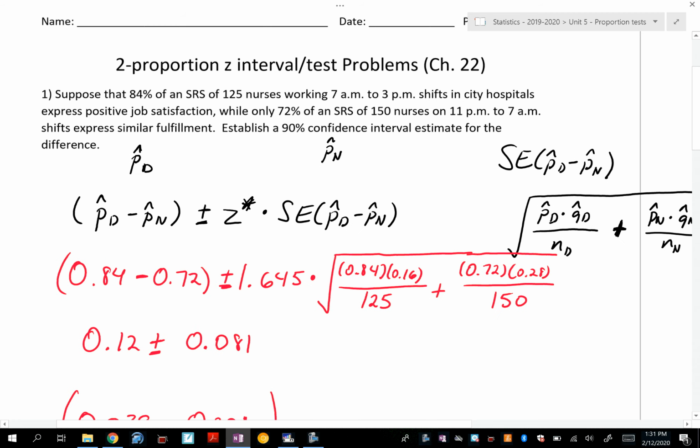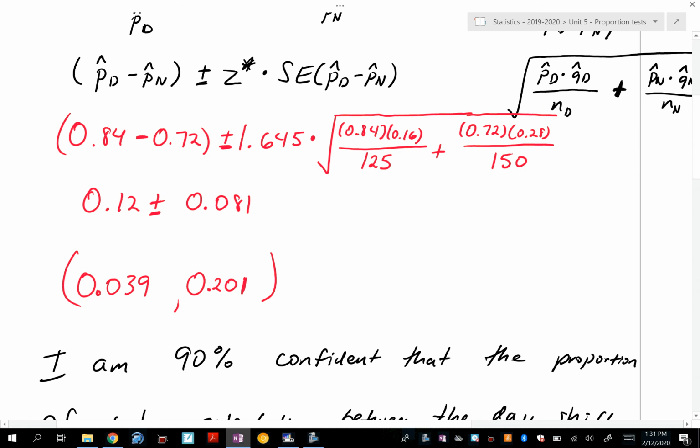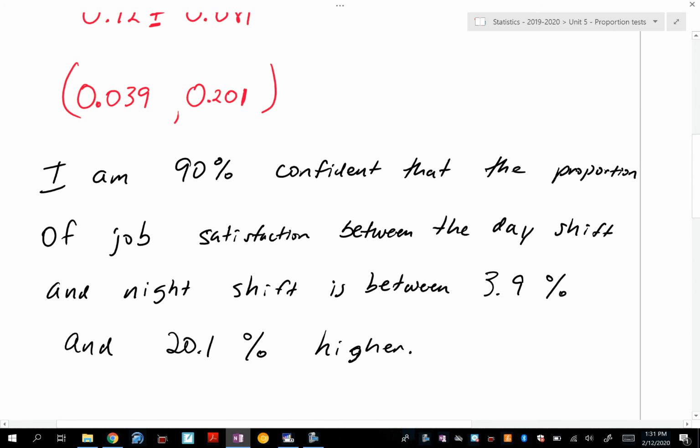Well, based on this, we're saying that the day shift, all right, if I work the day shift, I'm 90% confident that those nurses that work the day shift are going to say that their job satisfaction is positive between 3.9 percentage points higher and 20 percentage points higher. Okay, now if it's only like 4% higher, that's not that big a deal. But we're talking about it could go all the way up to 20. That's a big difference. All right, and we can talk about why people might not express as much job satisfaction if they're working a night shift. Right, tough to actually get sleep. Our bodies are not built that way.